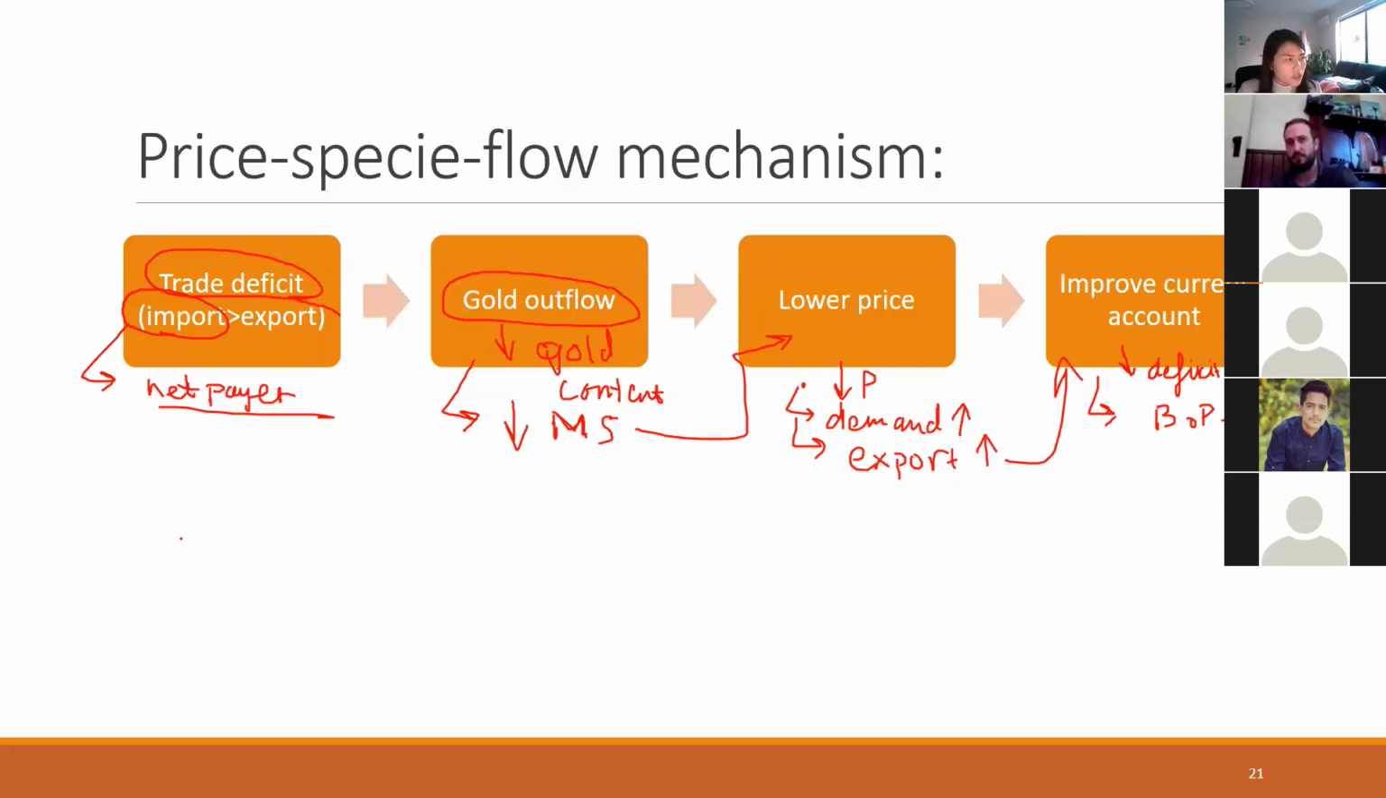Now, if I have a trade surplus, can someone tell me what will happen to my money supply and eventually to my balance of payment? So if I start here with a trade surplus, meaning I have more exports than imports, I sell more than I buy.